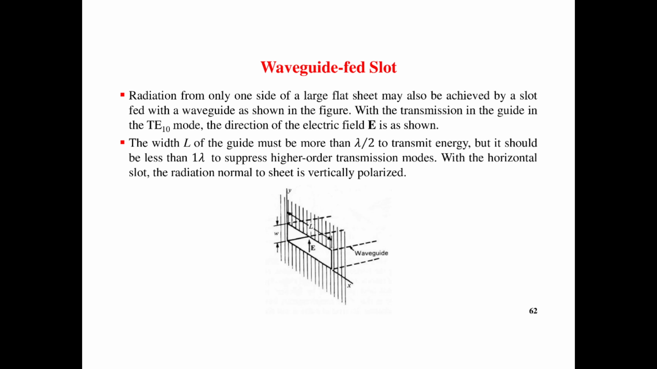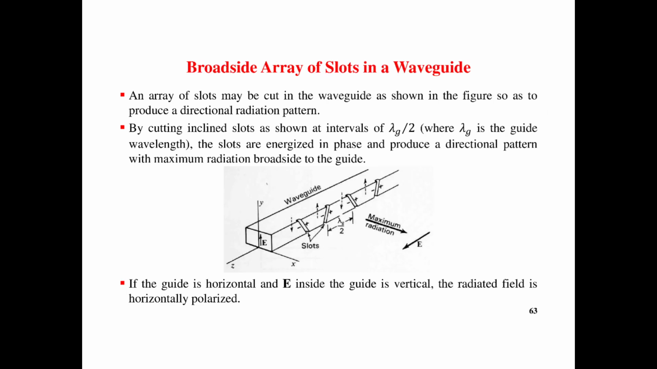Radiation from only one side of a large sheet may be achieved by a slot fed with a waveguide. With transmission in the guide in TE10 mode, the direction of the electric field is vertical. The width of the guide must be more than lambda by 2 to transmit energy, but it should be less than 1 lambda to suppress higher order transmission modes. With the horizontal slot, radiation normal to the sheet is vertically polarized.